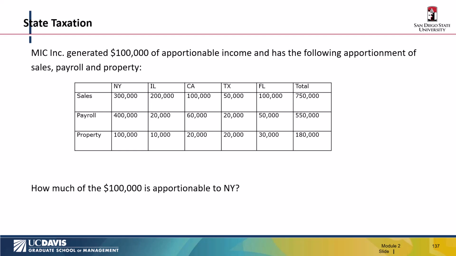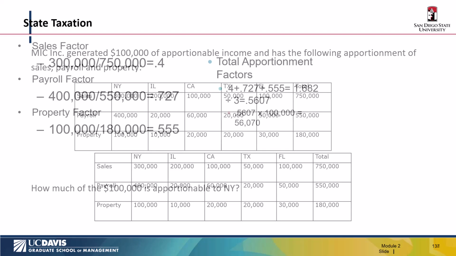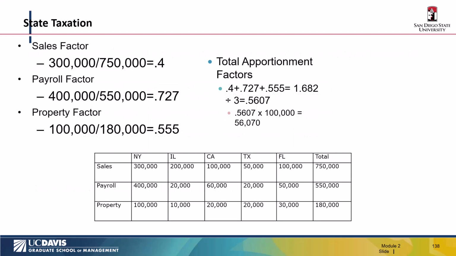Well, we have to figure out first what New York's system is. We're just going to assume that New York is an equally weighted three-factor apportionment formula. It probably isn't, but we need to do one just to practice. So we take sales in New York, 300,000 divided by total sales, 750. Payroll in New York, 400 divided by total payroll, 550. And property, 100,000 divided by total property, 180,000.